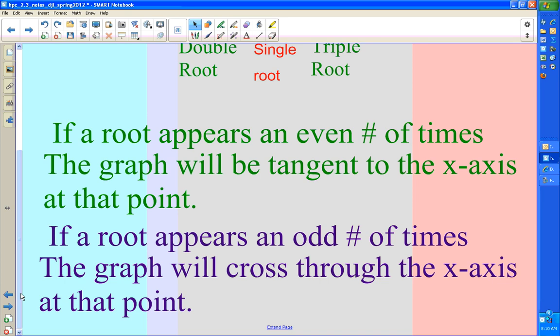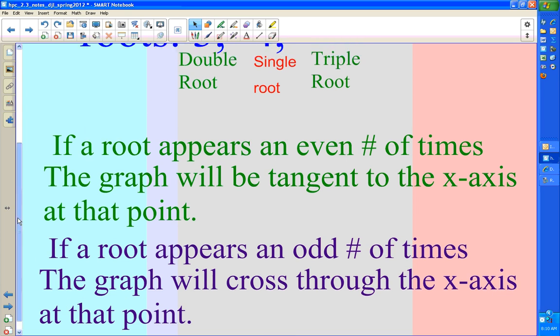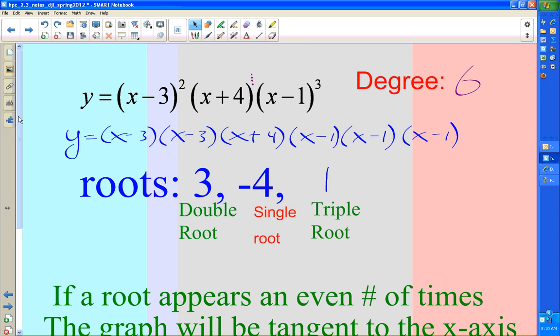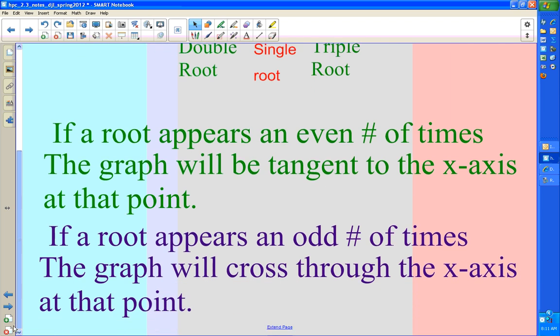Evens, if it's an even root, it will bounce. In order to be able to identify if you have an even or odd root, it has to be in factored form, or you have to P and Q it and use the rational root theorem. Everybody good here?